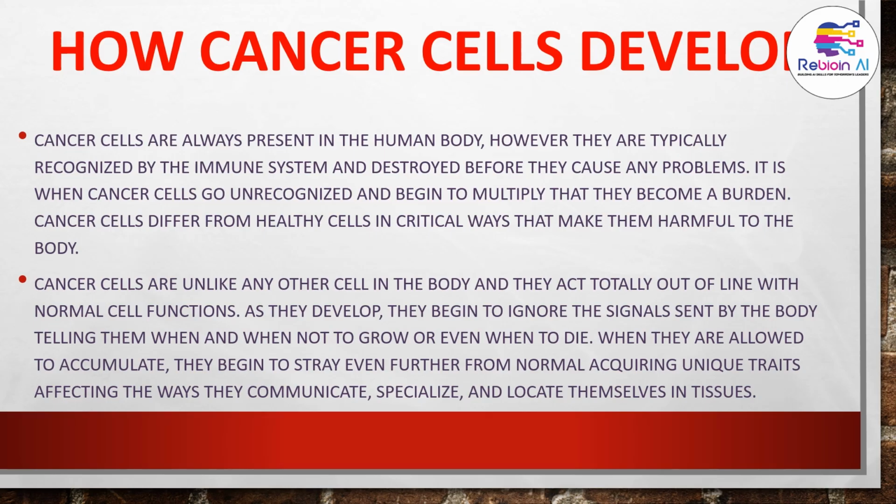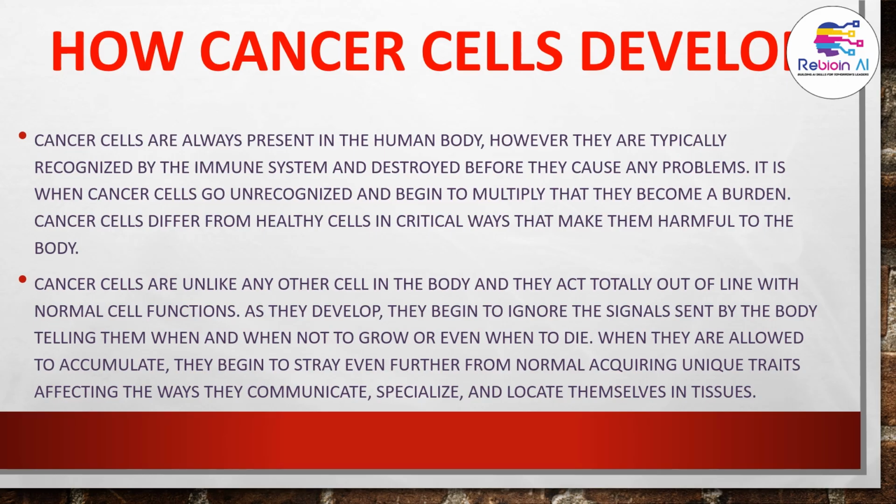These cells survive and continue to divide uncontrollably. Over time, they multiply and form a mass of abnormal cells called a tumor. As cancer cells develop, they become very different from healthy cells. They no longer follow the body's normal signals that control when a cell should grow, divide, or die. Instead, they continue growing even when they are not needed.